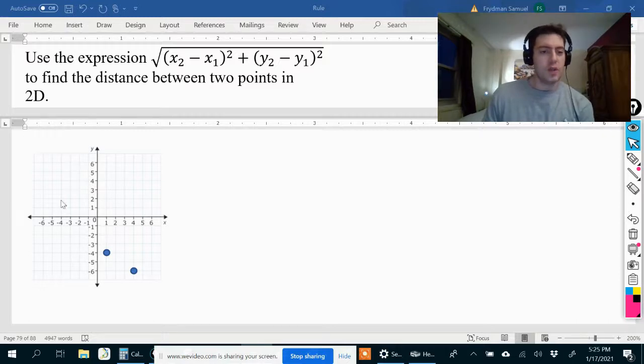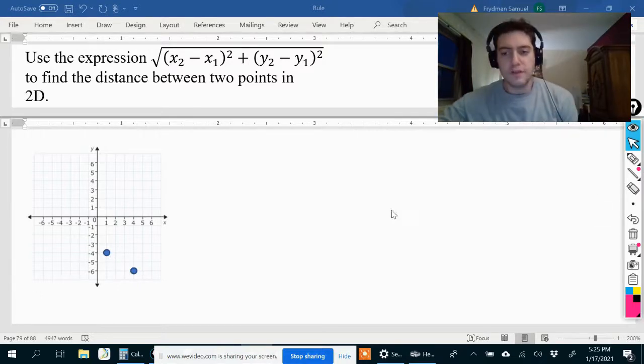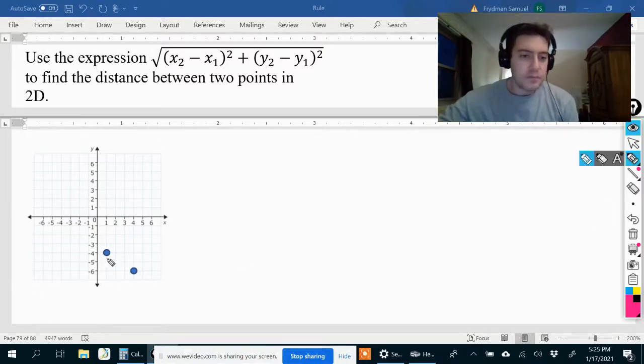Okay, so here we have a two-dimensional plane. We have an x-axis, that's one of the dimensions, and we have a y-axis, that's the other dimension, so 2 dimensions. All right, and we want to find the distance between these 2 points that I've drawn here. So we want to find the distance from here to here.